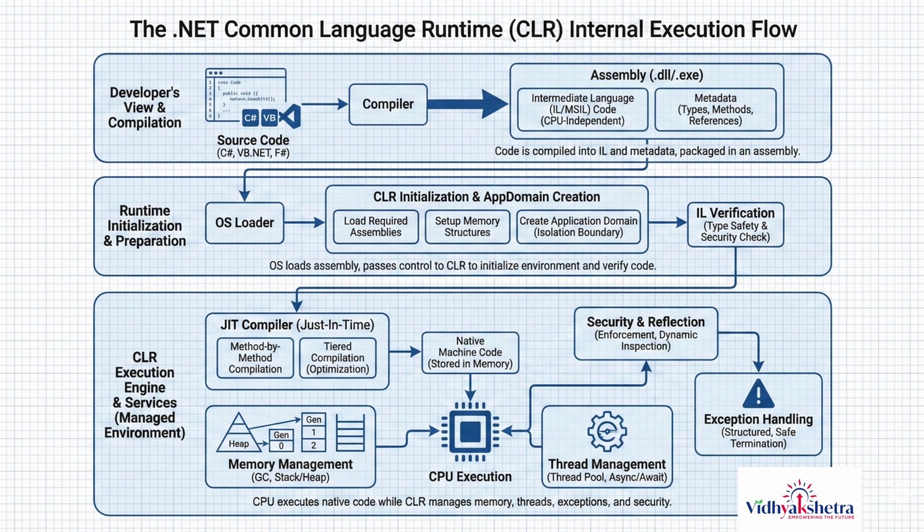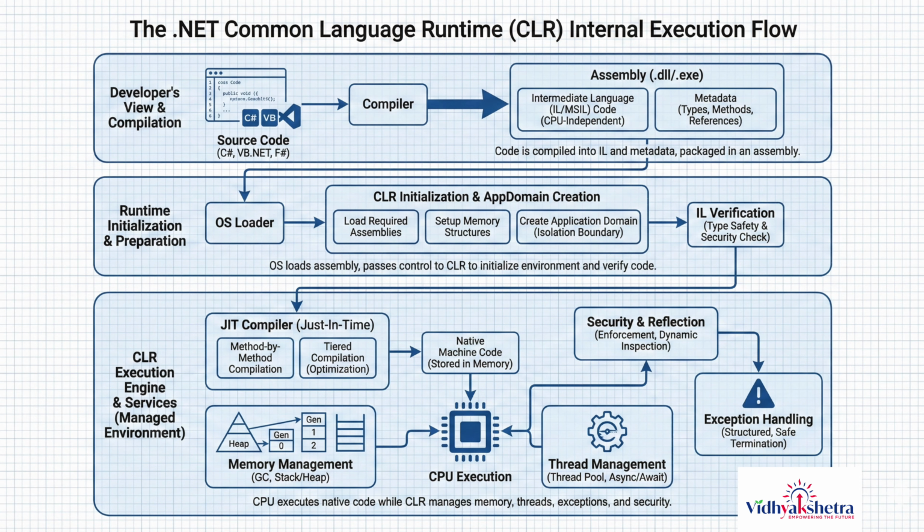One of the most powerful features of the CLR is language independence. This is achieved using the Common Type System, CTS. CTS defines a standard set of data types and rules that all .NET languages must follow. Because of CTS, an integer in C# and an integer in VB.NET are treated identically by the runtime. This allows objects created in one language to be used seamlessly in another language, making true multi-language interoperability possible.